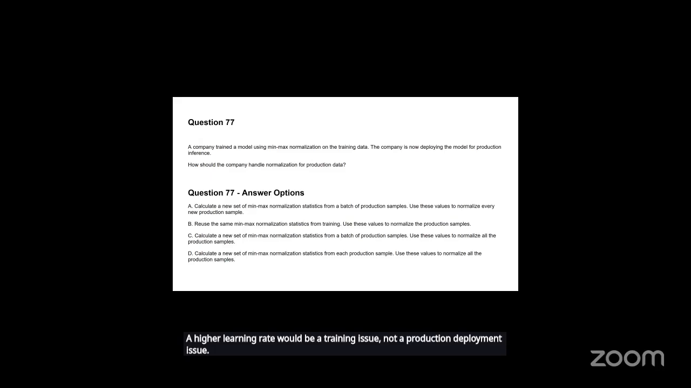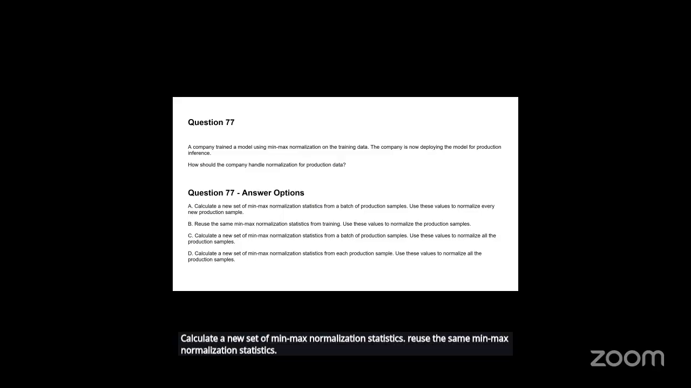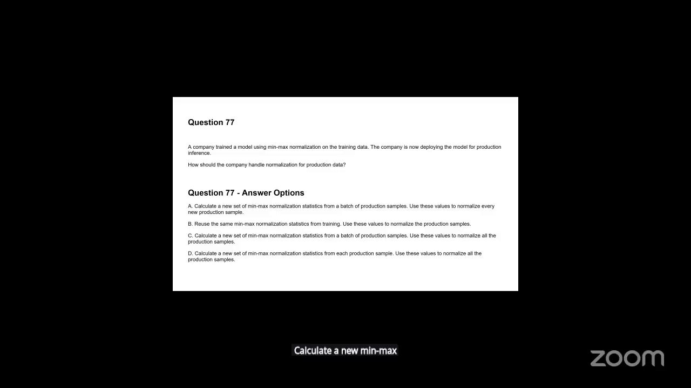77. A company trained a model using min-max normalization on the training data. The company is now deploying the model for production inference. How should the company handle normalization for production data? Calculate a new set of min-max normalization statistics, reuse the same min-max normalization statistics, calculate a new min-max from a batch of production samples, or calculate a new set of min-max from each production sample.